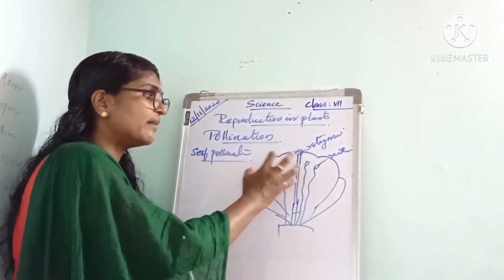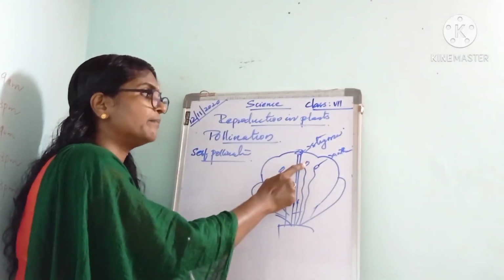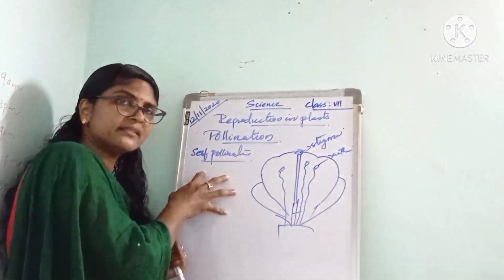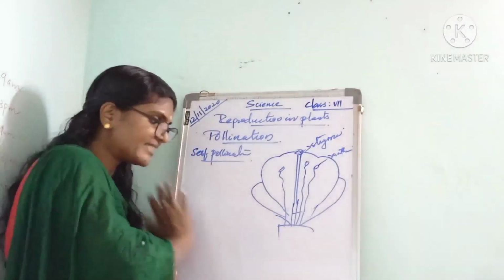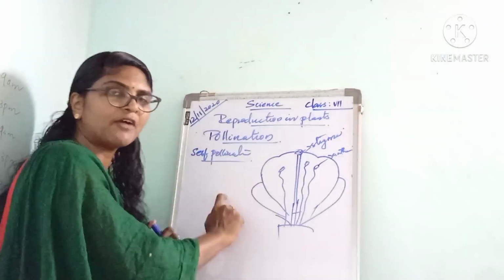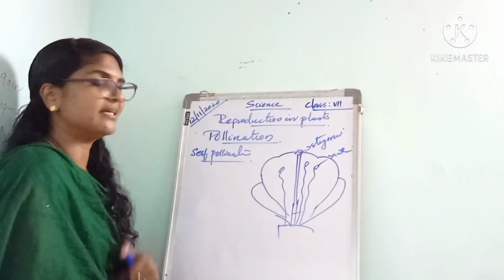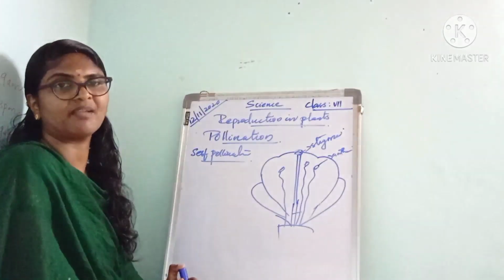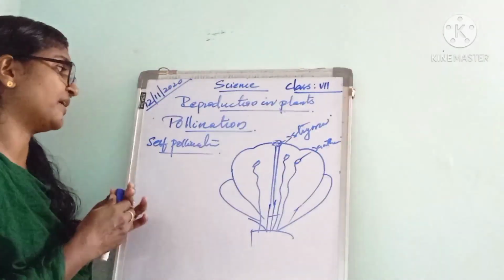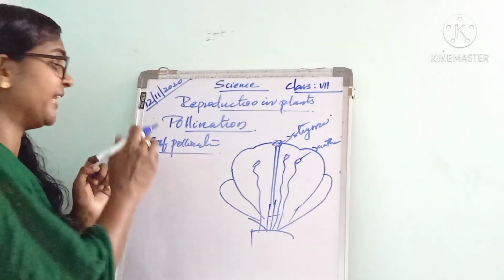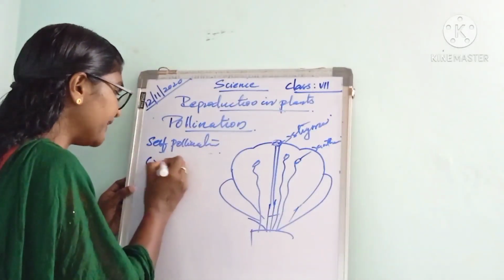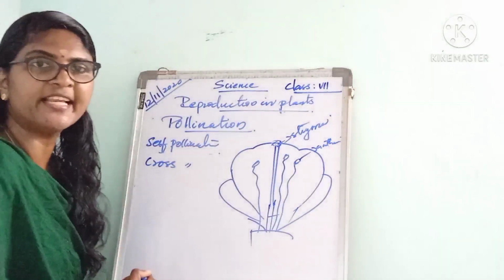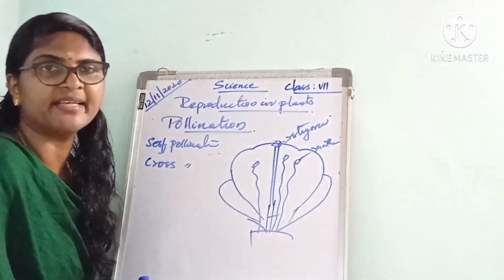Suppose the pollen grains transfer from the anther to the stigma of the same flower or another flower of the same plant. This type of pollination is called self-pollination. Next, cross-pollination. The second method of pollination is cross-pollination.